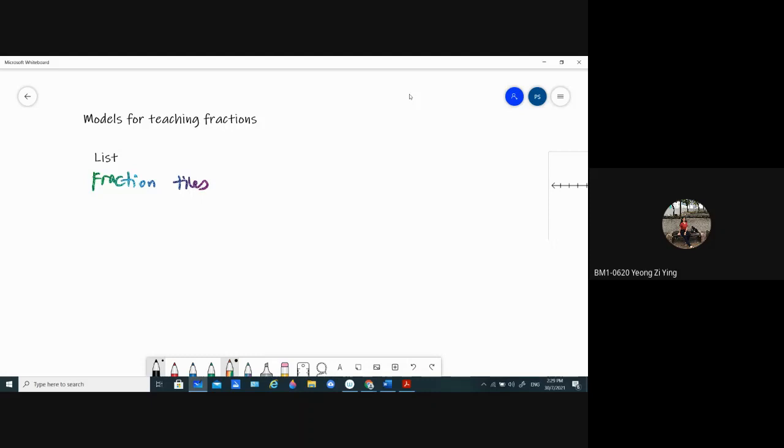Good. Fraction tiles. There are many names for this. We can call it fraction tiles, fraction wall, fraction strips. I like to call it fraction wall. What else? Anyone else? Okay, we'll come back to that later.